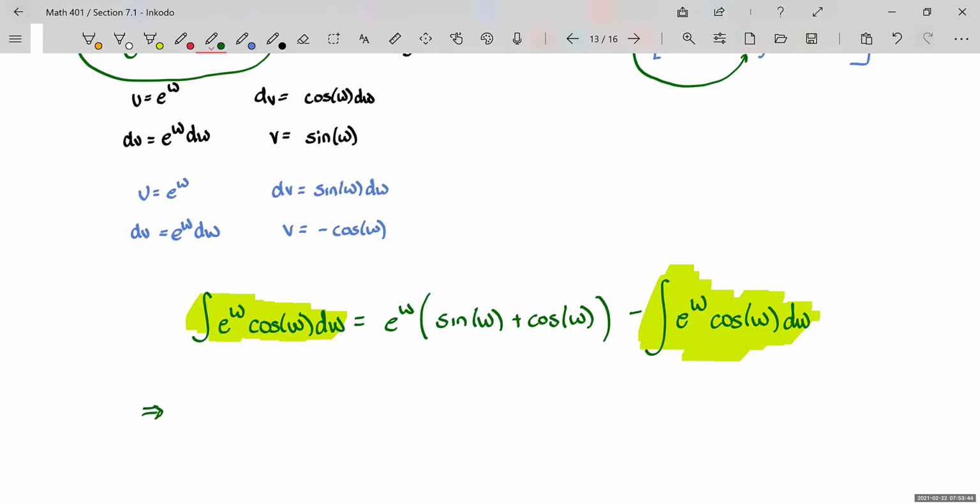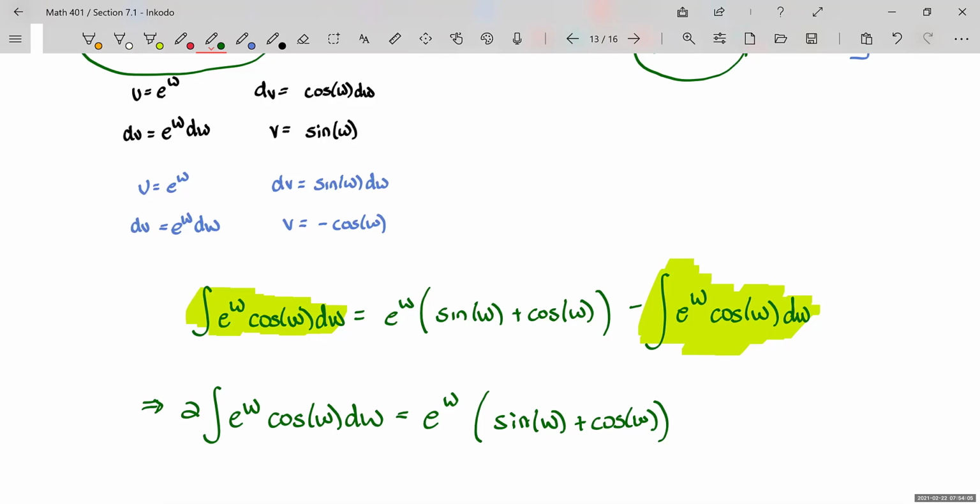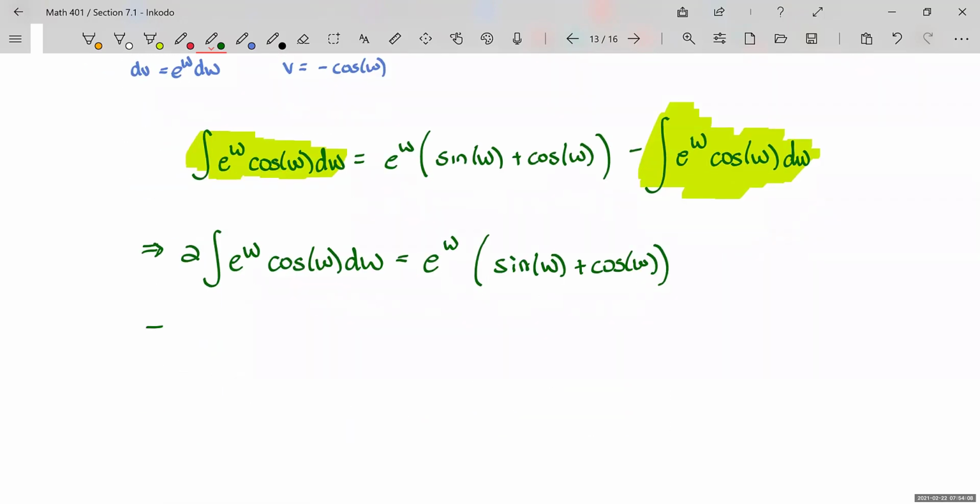This implies that two of those integrals of e to the w, cosine of w, dw, will equal that e to the w times the quantity sine of w plus cosine of w. It's a lot of handwriting, honestly. And technically, there is a plus c that is going to happen. I just reserve that until the very end. Divide both sides by 2, and we will have the value of the integral. This is not the original integral, by the way, but it's close.